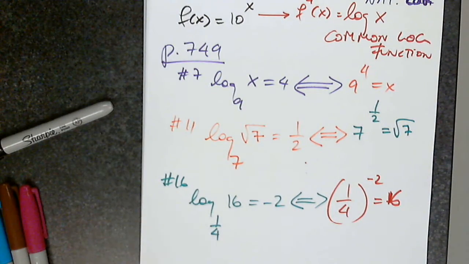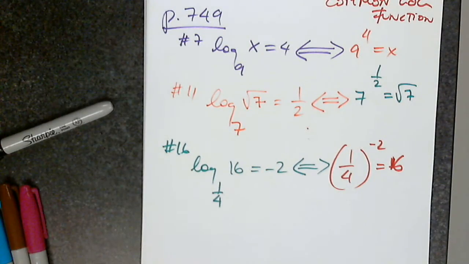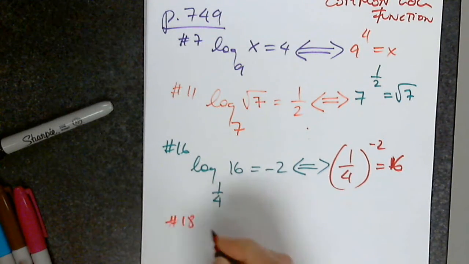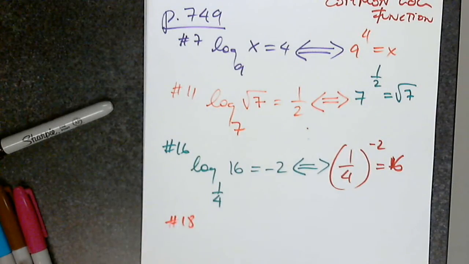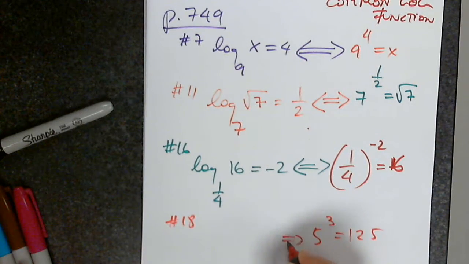Okay, now let's go backwards. They are giving us the exponential equation and they want us to present the log equation. Okay. So let's say 18. I keep them in this order: the log on the left, the exponential on the right. It doesn't matter. Whatever you want to do, it's fine. But it's easier for me to explain what I'm doing.